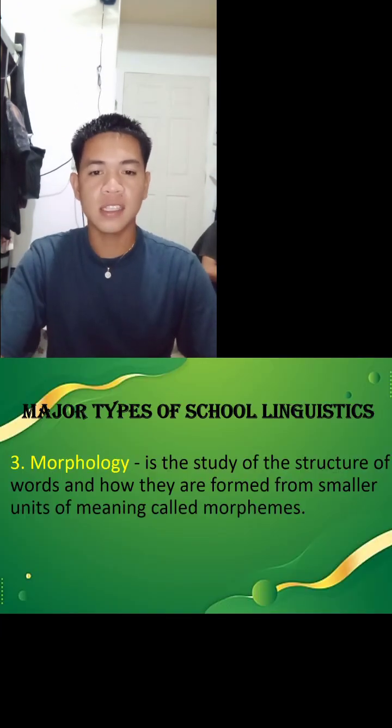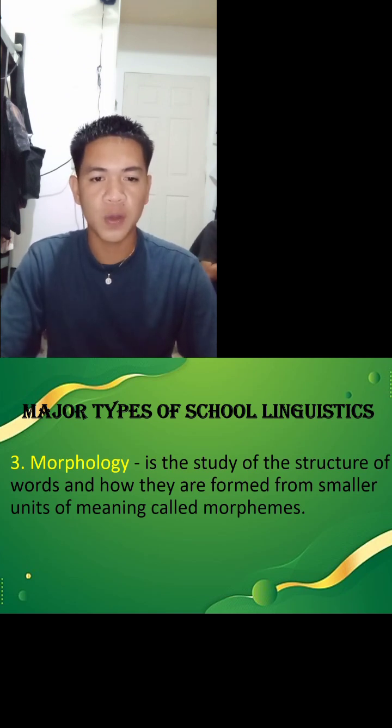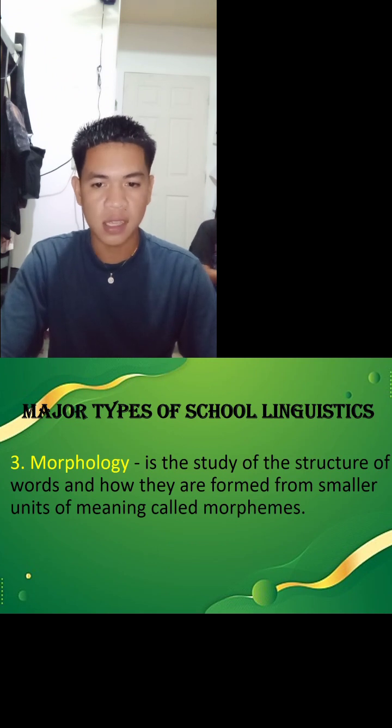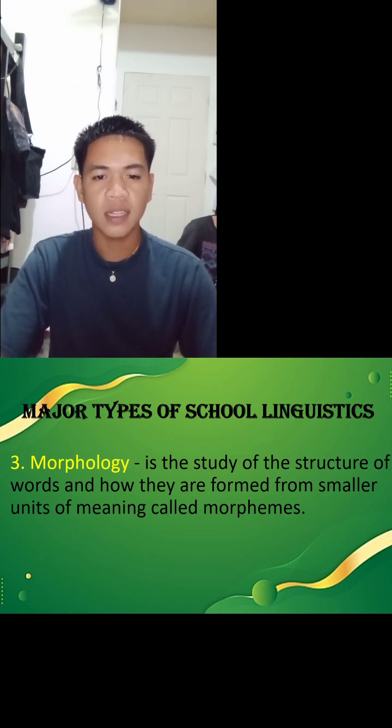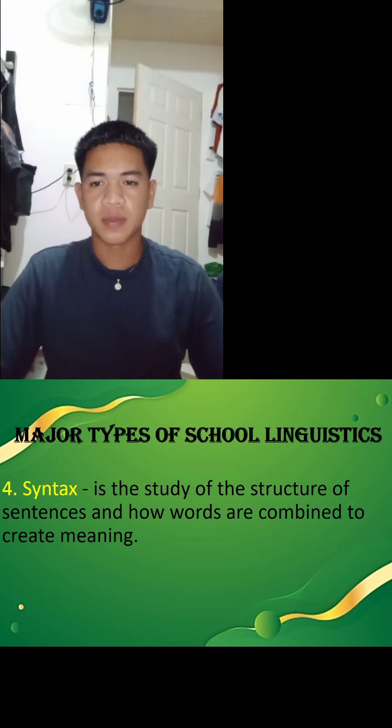Morphology. This is the study of the structure of words and how they are formed from smaller units of meaning called morphemes. An example of morphology: if you take the morpheme cookie and add the suffix s, you create a new word, cookies, a plural form with a slightly different meaning than the singular form.